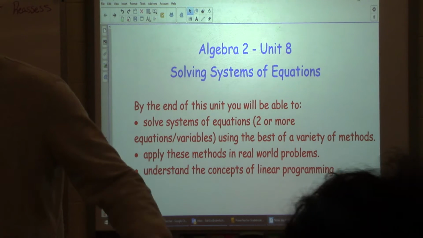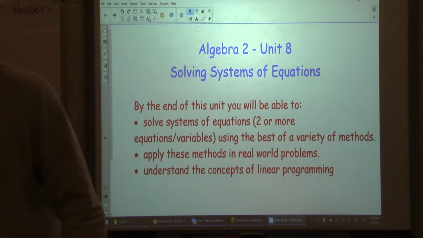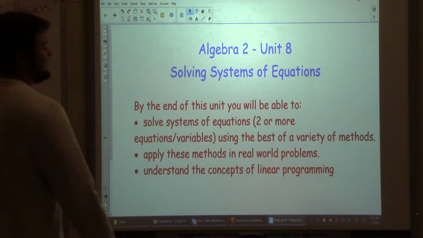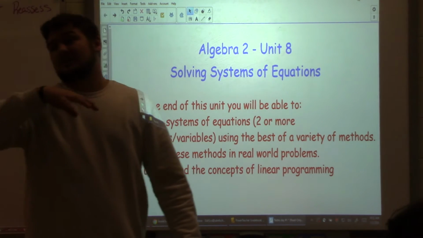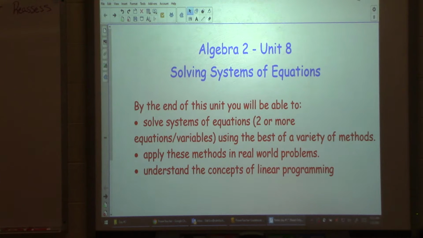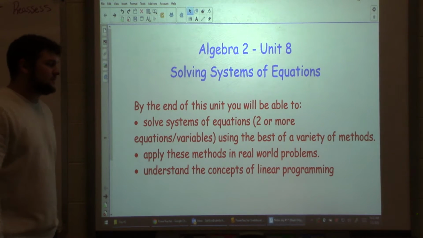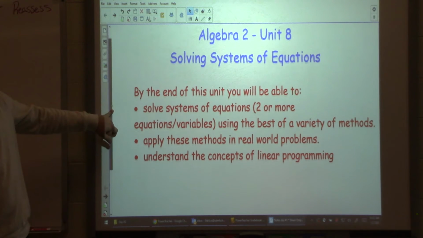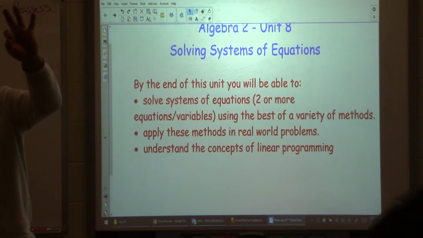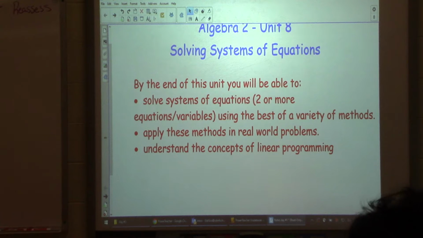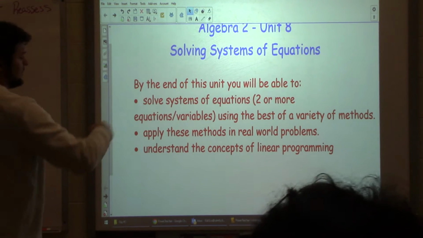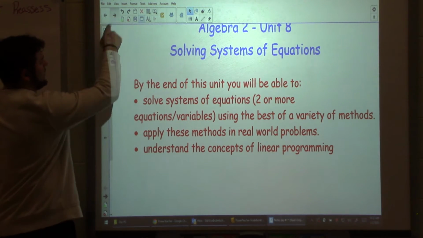All right, Unit 8, right? Our last unit of the semester, solving systems. A lot of this unit, guys, I just mentioned to you, it's going to be a review. You've done a lot of this stuff already in Algebra 1. Should be pretty simple. So we're talking about solving systems of equations, 2 or more equations of variables. Talking about a different variety of ways to do that. We're talking about 3 different ways to do it today. All of which are a review. We're talking about real-world problems. And then we're talking about linear programming a little bit.